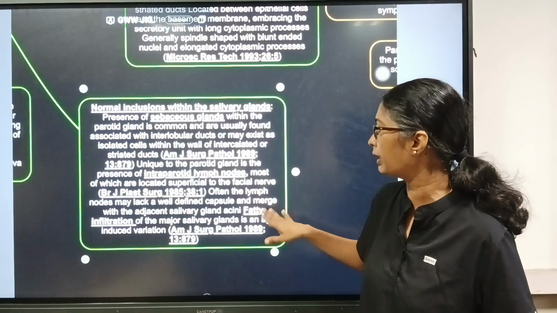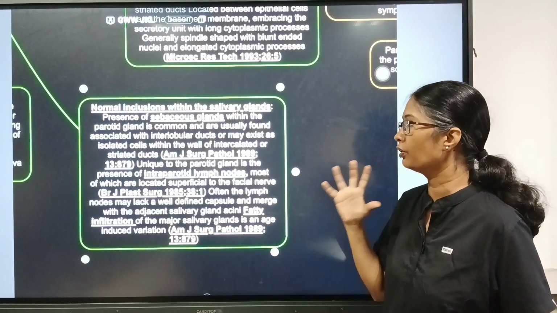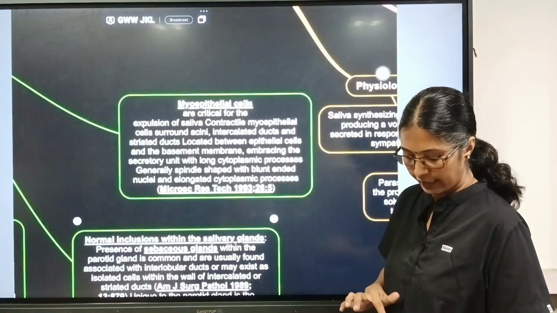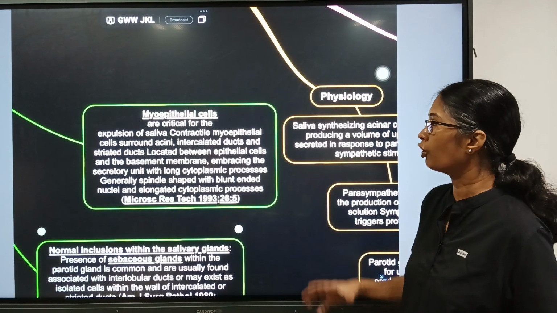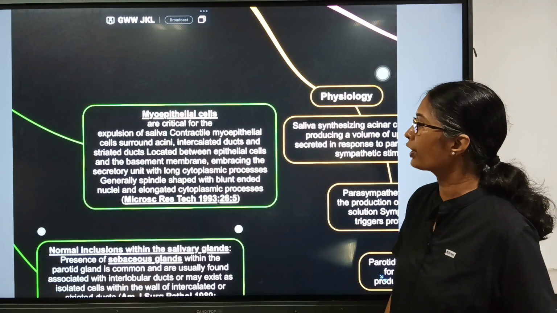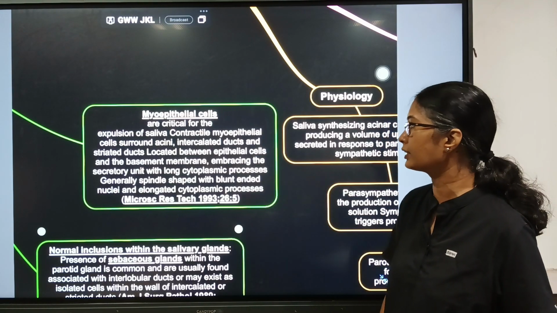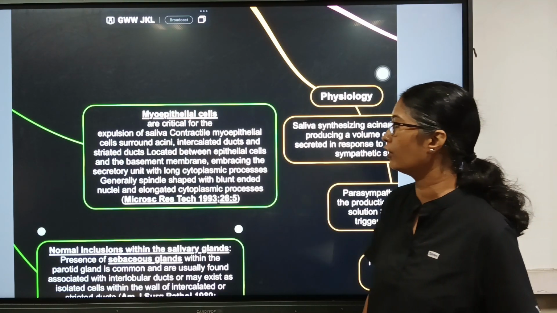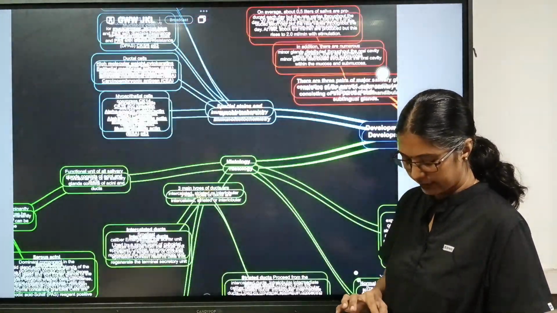Fatty infiltration of the major salivary glands is an age-induced variation. We see the parotid glands look a little larger in elderly people because of this fatty infiltration. And what are myoepithelial cells? They are critical for the expulsion of saliva. The contractile myoepithelial cells surround acini, intercalated ducts, and striated ducts, located between the epithelial cells and the basement membrane, embracing the secretory unit with long cytoplasmic processes, generally spindle-shaped with blunt-ended nuclei and elongated cytoplasmic processes. I think I showed that. So that is the thing.